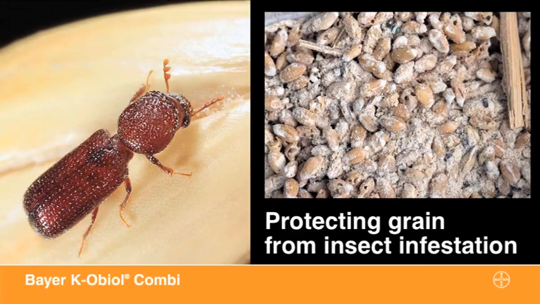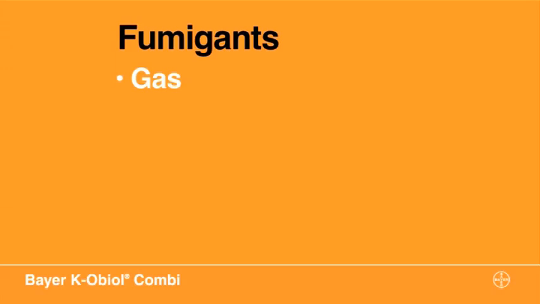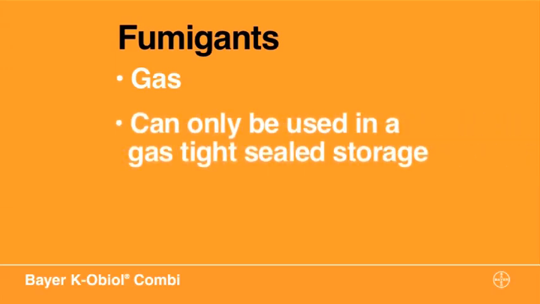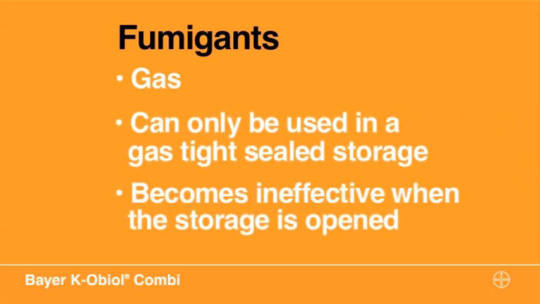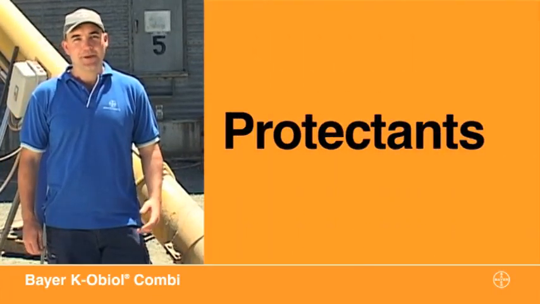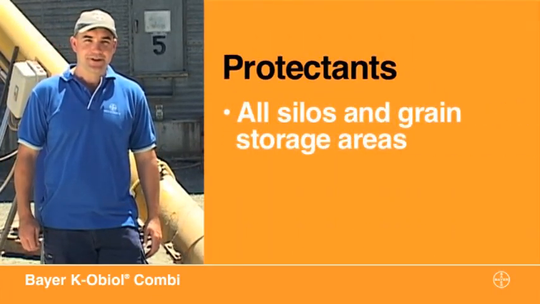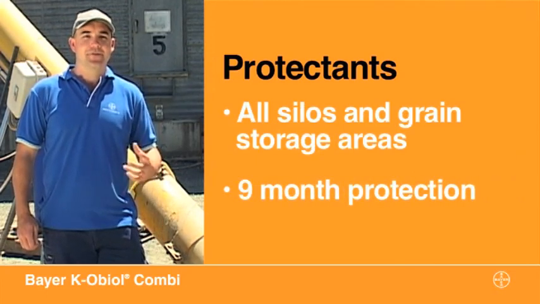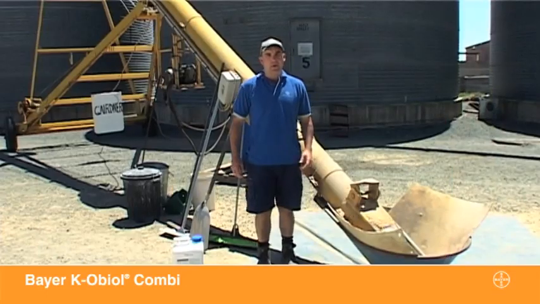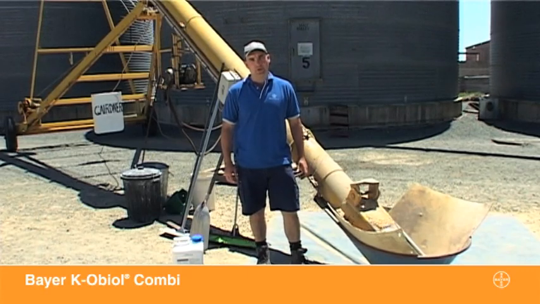Essentially, there are two ways to protect grain from insect infestation, with a fumigant or with a protectant. Because a fumigant is a gas, it can only be used in a gas-tight sealed storage and becomes ineffective once the storage is opened. K-Obiol, on the other hand, is a protectant. This means it can be used in an unsealed storage and will protect your grain for up to 9 months after treatment.